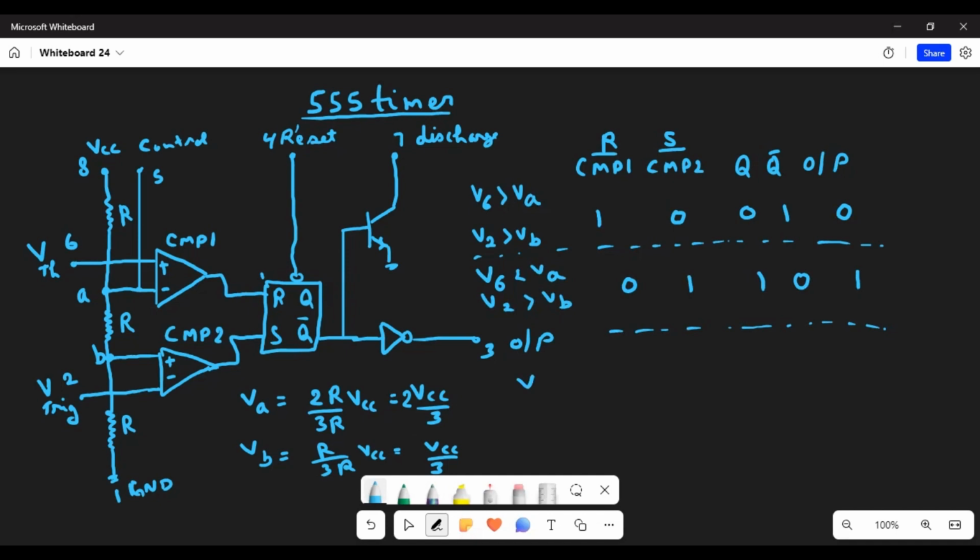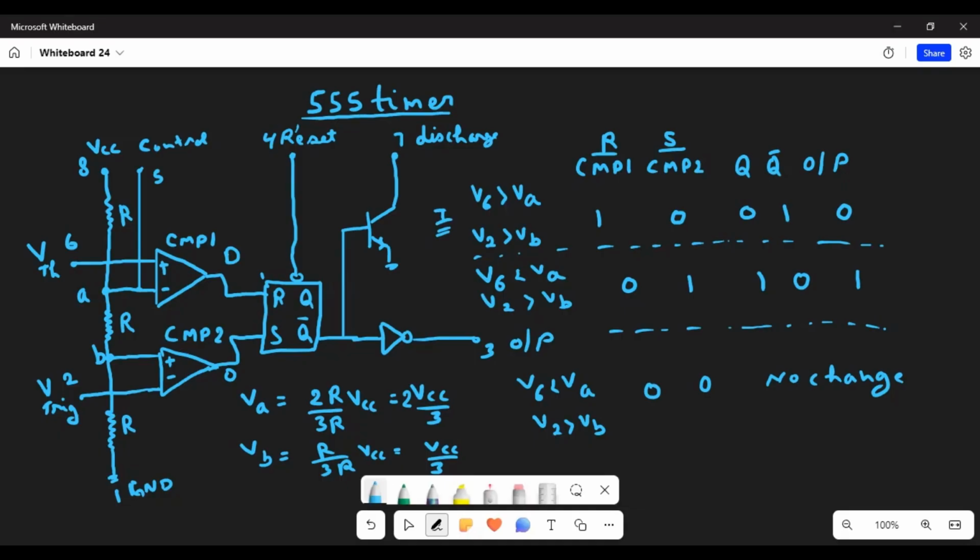Now for the third condition, suppose V6 is greater than VA and V2 is less than VB. In this case, V6 is greater than the inverting terminal voltage, so comparator 1 is 0. Similarly, the voltage at the inverting terminal is greater than the non-inverting terminal VB, so comparator 2 will also be 0. This will be 0 0, so there should be no change in the output of the flip-flop.